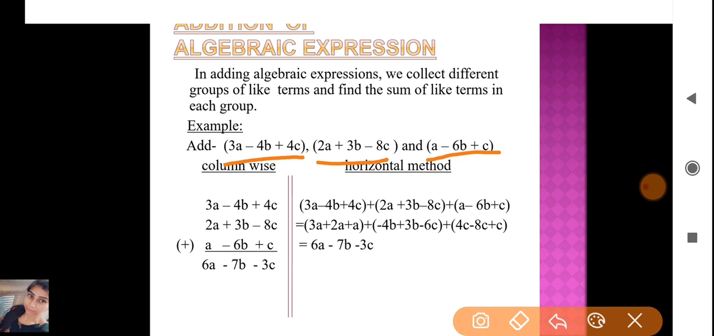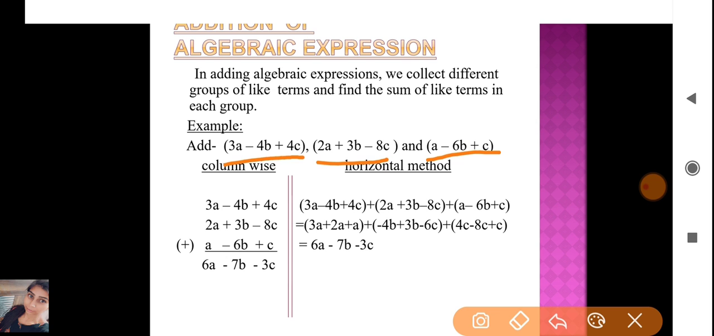Either you can add column-wise, or you can apply the horizontal method also. In the column-wise method, you just need to write down the first expression, then the second expression, and the third one. But you need to make sure that when you're writing the expressions, the variables are aligned: C should come next to each other, B should come next to each other, and A should come next to each other.